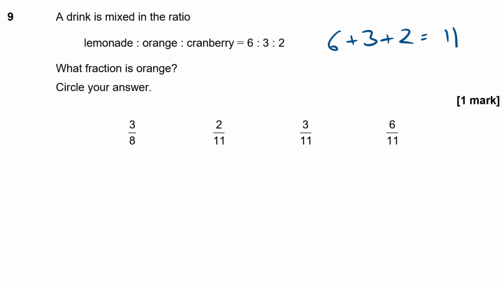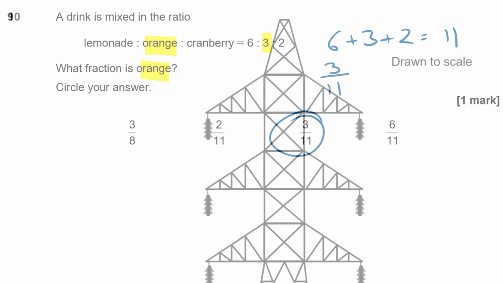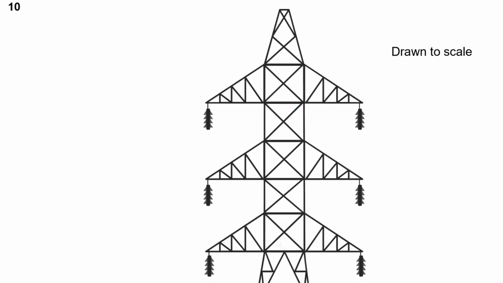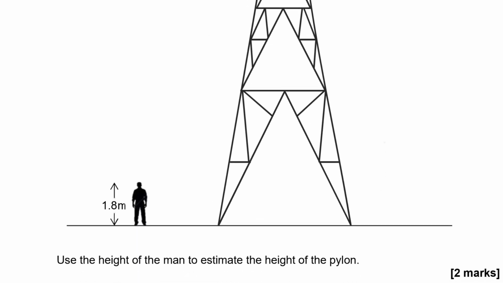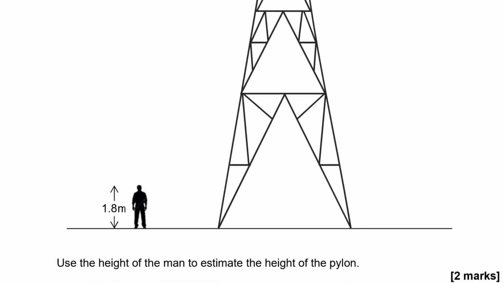Now we want the fraction that is orange, which is the one in the middle, which is the 3. So the fraction that is orange is going to be your 3 orange parts out of your total 11 parts, which is that one there, 3/11. In question 10, we have this electricity pylon, which is not drawn to scale. We've got a little chap down here who's 1.8 meters tall. It says, use the height of the man to estimate the height of the pylon.